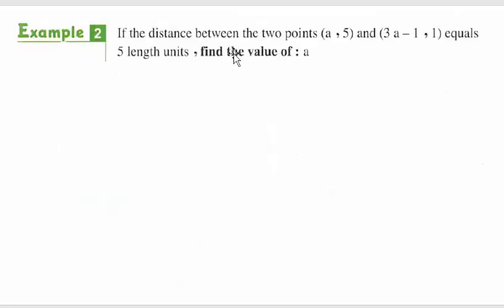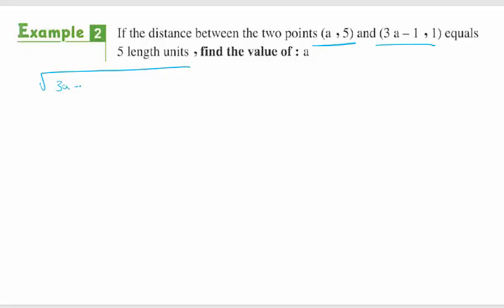If the distance between the 2 points (A, 5) and (3A minus 1, 1) equals 5 units, find the value of A. I will write and solve an equation to find the value of A. How can I do it? Look at this. Let's apply our rule.